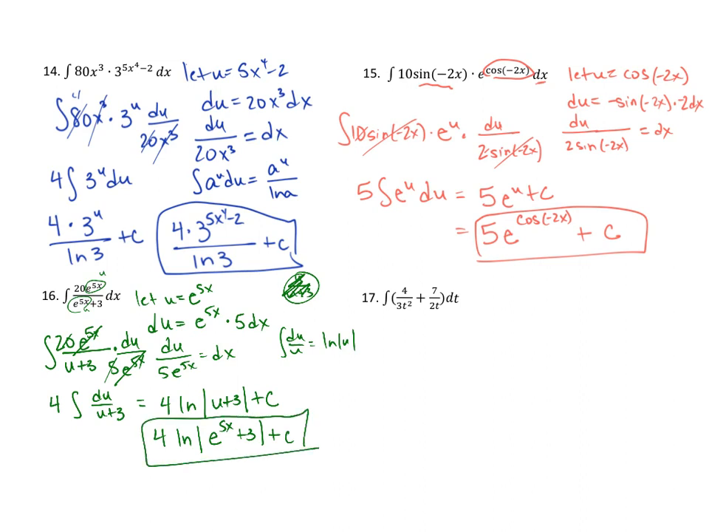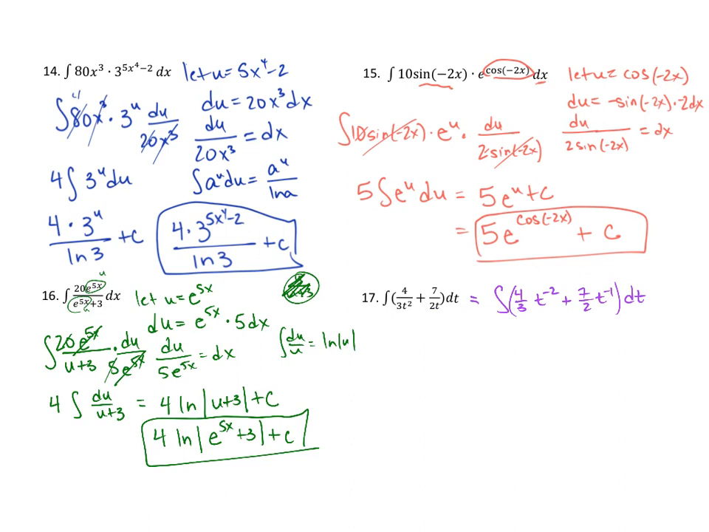All right. Moving on. Let's see what we got here now. For this one, let's break this apart. This one might be kind of tricky to you because you've been used to all these other ones right now, but let's just rewrite this. This will be the integral of 4/3 t to the negative 2 plus 7/2 t to the negative 1 dt.